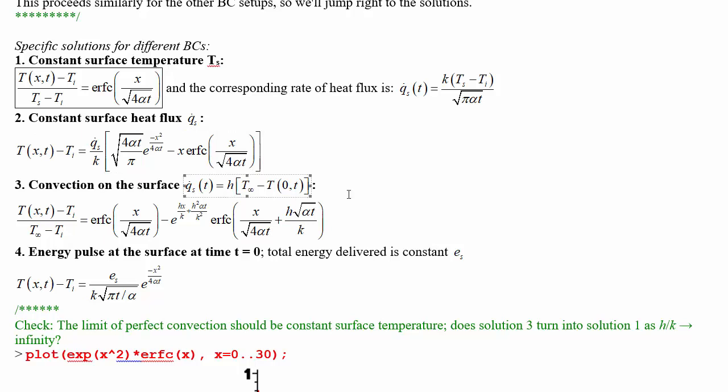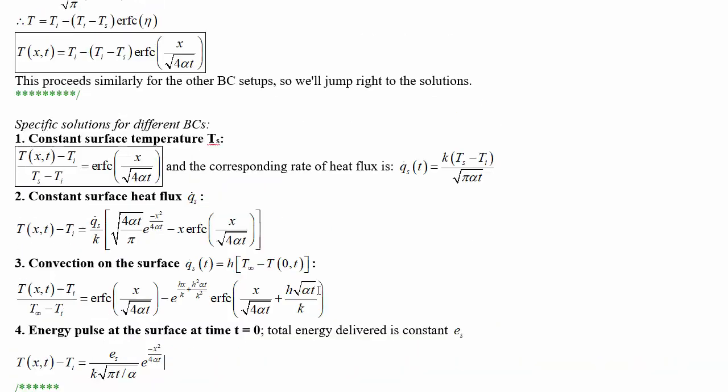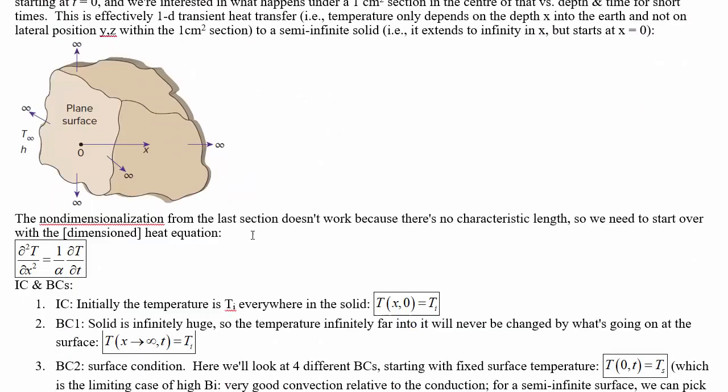Convection at the surface, probably the most common case, is the complementary error function at x over root 4 alpha t, minus this exponential term times erfc of x over root 4 alpha t plus h root alpha t over k. And another result for an energy pulse at the surface. This is a finite amount of energy delivered to the surface that then decays away in time. So all of these different surface conditions are ways to deal with the semi-infinite solid.